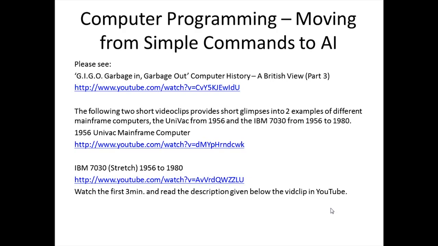In this final installment of the GIGO Garbage In, Garbage Out Computer History of British View series, I'd like you to notice that touchscreens and stylus or styli were available in 1969. These were not recent creations, regardless of what some corporations would like you to believe. Notice also that the video clip emphasizes the removal of drudgery from human lives and assigning the lower level tasks to computers, allowing humans to work on higher level cognitive tasks such as synthesis, evaluation, and creation.